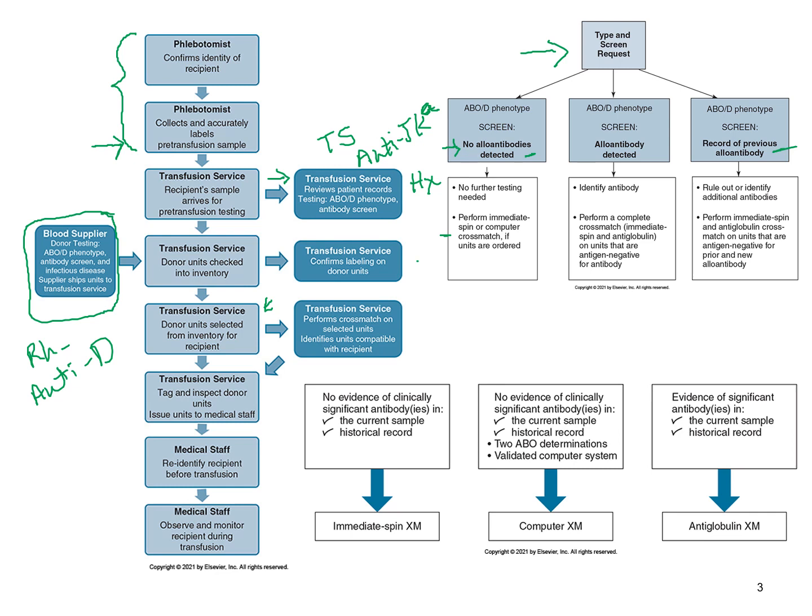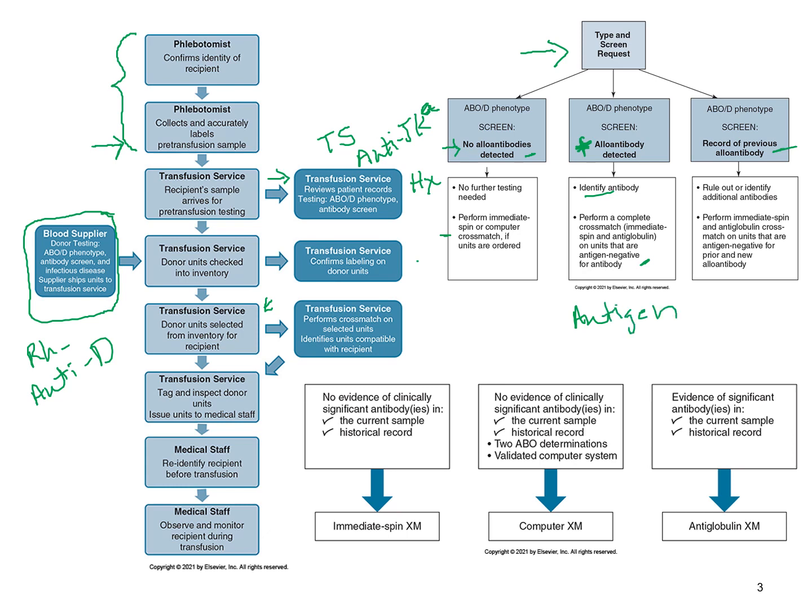Now, if your patient has an allo antibody, in other words, you did that antibody screen and it is positive, then you've got to work it up. You've got to figure out what that antibody is. And then you're going to perform a cross match, which is going to include immediate spin and antiglobulin phase on the units that are antigen negative. So if they are antigen negative, that means you have to actually do antigen typing.